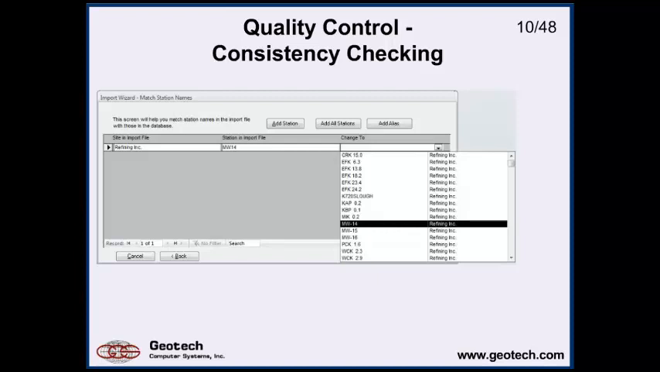And one of the things we've told it is it's going to have to, well, this is not optional. You have to enforce consistency for a number of these required fields. So in this case, we have a site or project called Refining Inc., and we have a station in the lab file that's called MW14, but that's not in the database. So we dropped the drop-down box, and you can see there's an MW14. It's a little hard to see, but there's a dash in front of the 14. So we're just fixing a consistency error between the lab file and the database.